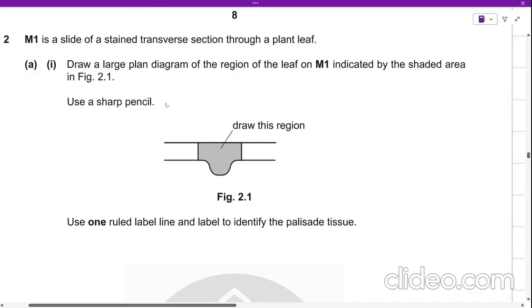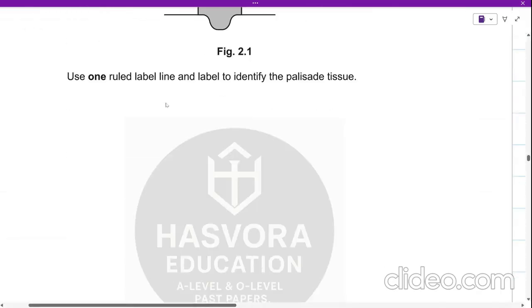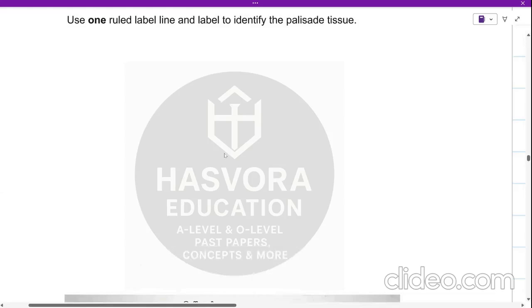M1 is a slide of a stained transverse section through a plant leaf. A1 says draw a large plan diagram of the region of the leaf on M1 indicated by the shaded area in figure 2.1. Use a sharp pencil, use one ruled label line and label the palisade tissue. Okay, palisade tissue, not the palisade. You can just use a line to identify the palisade mesophyll tissue.